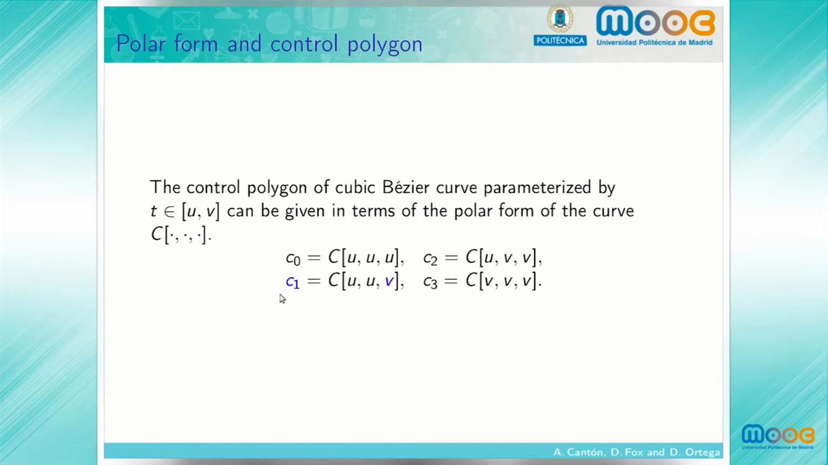We can keep going with the rest of the points of the control polygon. Each time we evaluate the polar form at u 1 time less and v 1 time more. For example, the third vertex of the control polygon is the polar form evaluated at u once and v twice, and the last vertex of the control polygon is the polar form evaluated at v 3 times.